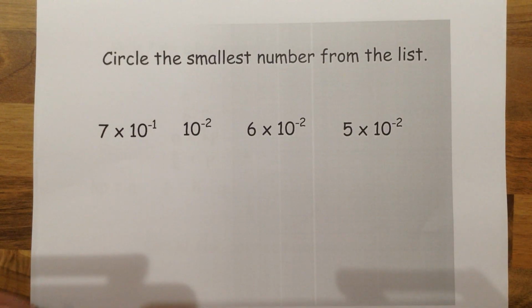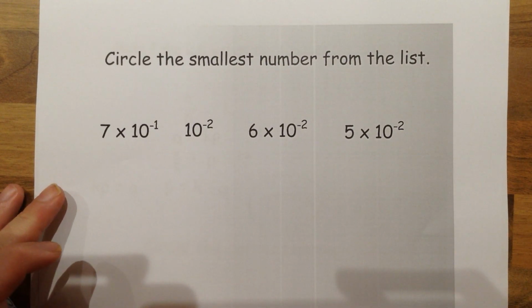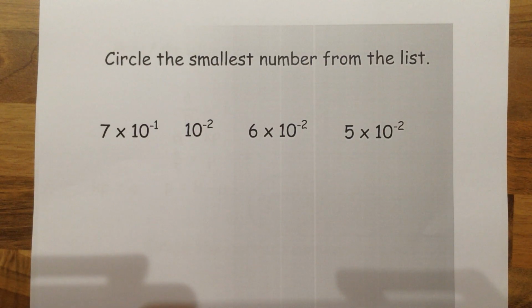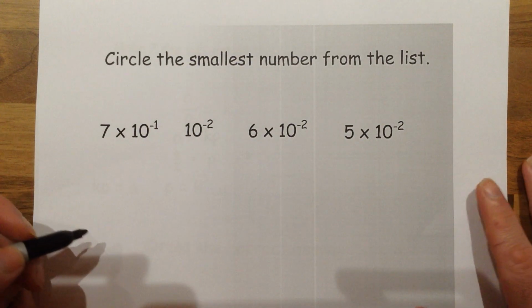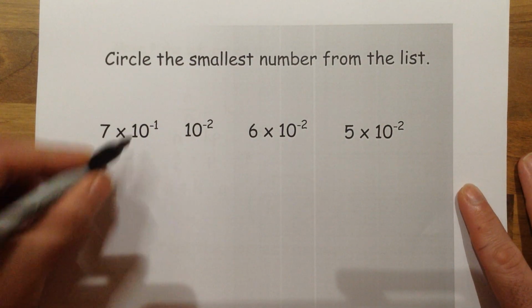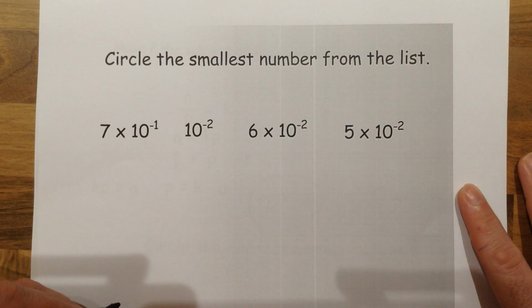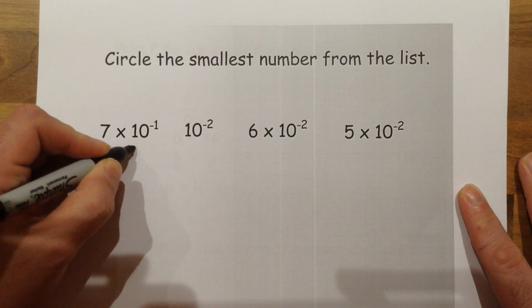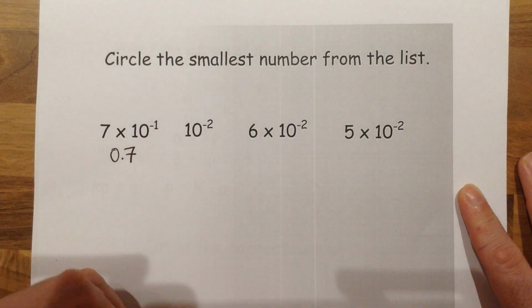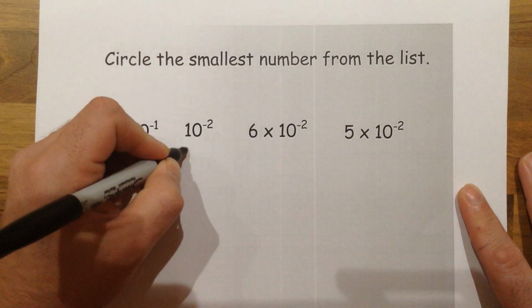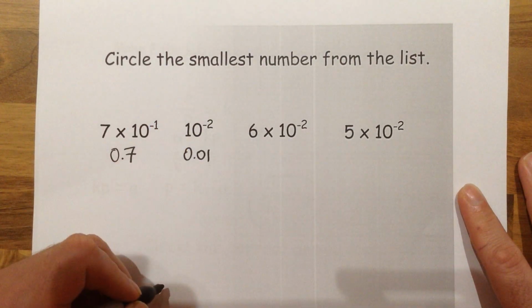Here we are looking a little bit at standard form. So remember, this is on a calculator paper. So if you need to use one, by all means do. If you type into your calculator 7 times 10 to the power of minus 1, that would give you 0.7. 10 to the power of minus 2 is 0.01.